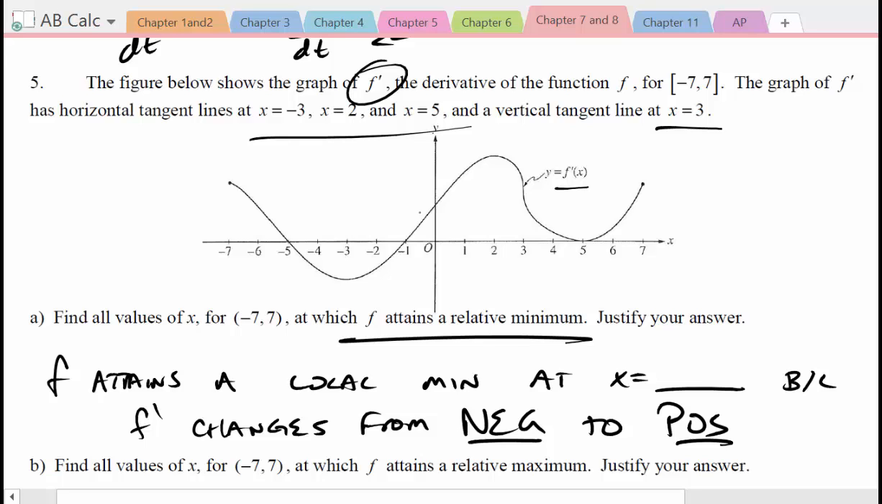So if here's f prime, where do I have the graph changing from a negative value to a positive value? Only at -1. That's 2 points, one for the correct value of x, and then one for the justification.